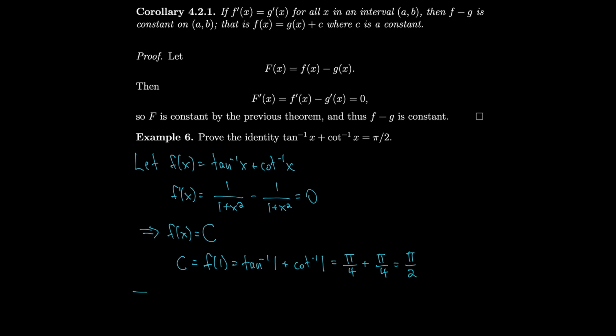Okay, so then that means that it must be that tan inverse of x in general plus cotangent inverse of x in general must be equal to pi over 2, because we just proved that they're constant. So if they equal pi over 2 for a single x value, they equal pi over 2 for every x value.